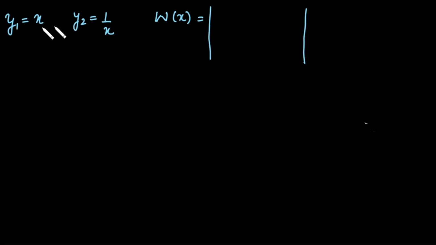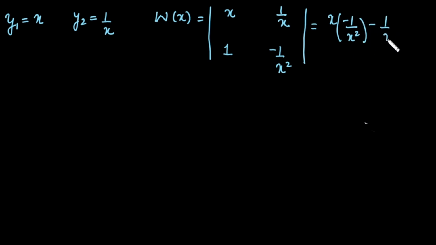Since we have two functions, we will get a 2 by 2 matrix. First we will place the functions as they are. Then take their derivatives in the next row. Its derivative is 1 and its derivative is minus 1 by x square. So the determinant is equal to x into minus 1 by x square minus 1 by x.